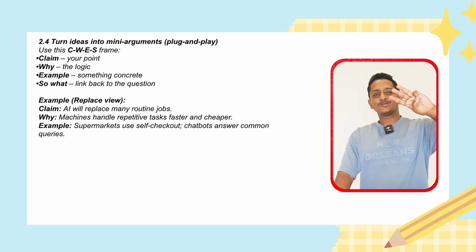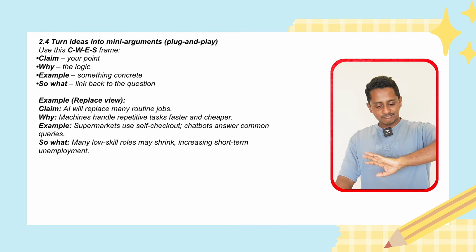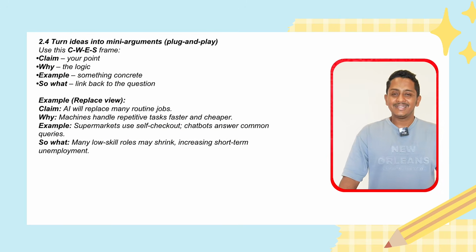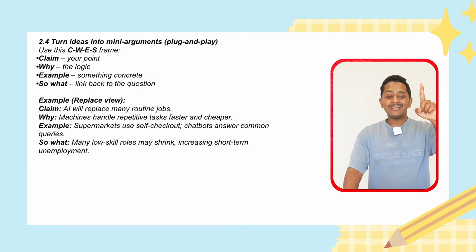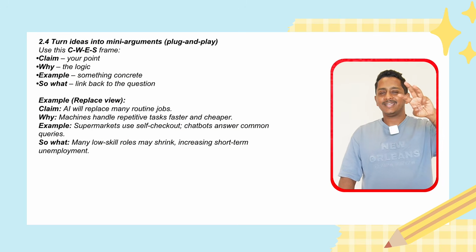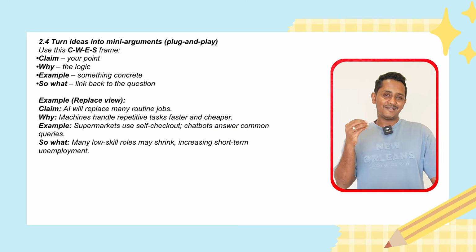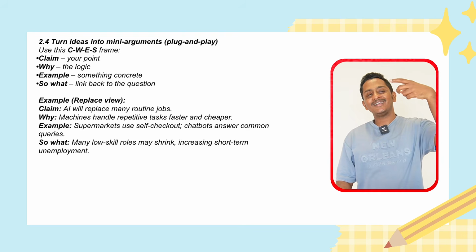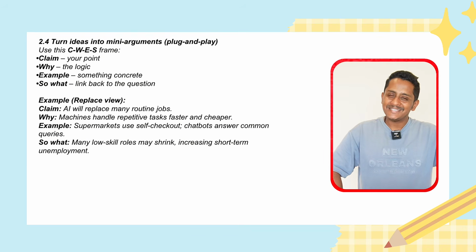So what? Many low skilled workers may shrink, may have to leave the company, increasing short-term unemployment. CWES: claim, why, example, and so what. Just remember it. In the beginning it could be a little tricky, but if you just remember this format, you get to know how to write main idea, supporting idea, example, conclusion. Isn't it easy? Give it a thought.